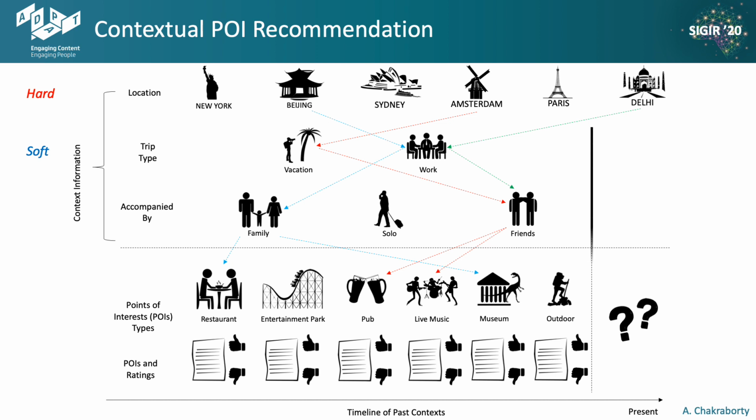The vertical line in the figure separates the past context of a user from her present. If we know that the user went to Amsterdam, for example, in the past with her friends on holidays, and preferred pubs and live music and so on, we can recommend relevant POIs that are appropriate for the current context.